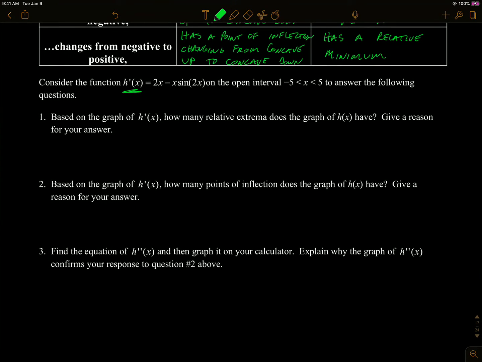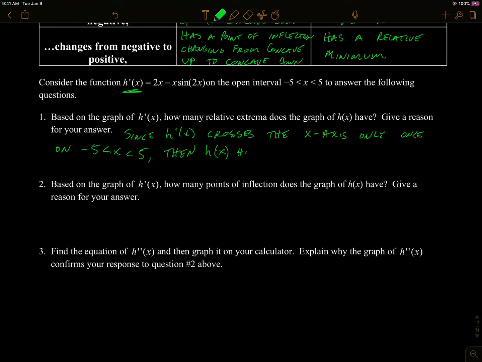So based on that graph, and they want a reason, we're going to say that since h prime of x crosses the x-axis only once on -5 to 5, then h of x has only one relative extremum, the singular, on the interval.